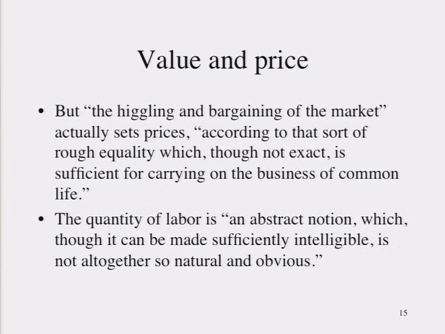Ultimately, what Smith is going to say, and Marx will drive this point much further, is that value and price are radically different things. They may sometimes intersect or align with each other, but they are not the same thing. You cannot read value in a simple way off of price. He says the higgling and bargaining of the market actually sets prices, according to that rough equality which, though not exact, is sufficient for carrying on the business of common life. Supply and demand affect the prices at which goods exchange. And this is the higgling and bargaining of the market. It can change all the time. It's subject to all kinds of weird circumstances.